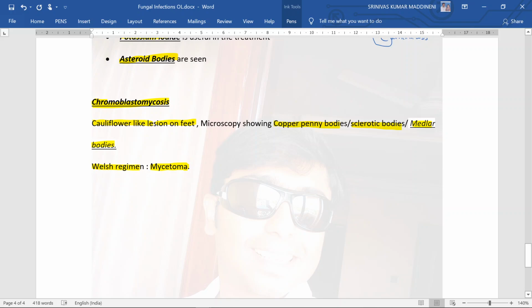And the Welch regimen is used in actinomycetoma. Even modified Welch is also used in actinomycetoma. Remember, in eumycetoma, which is a proper form of deep fungal infection, it is antifungals which are used, whereas in the Welch regimen we will use antibiotics.